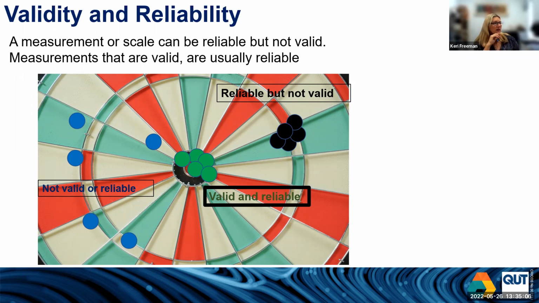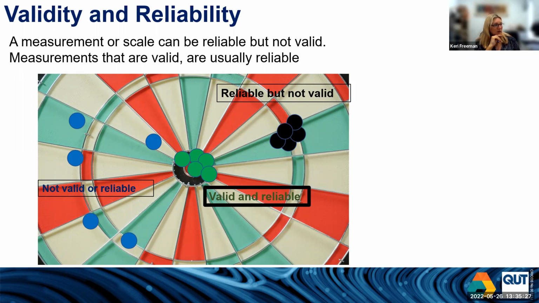So you can see there the black dots. We've got a reliable measurement or scale because it's hitting the same spot every time, but not the middle of the target. So it's not valid. Okay, so it's not accurate. It's reliable. We're hitting the same spot every time, but it's not accurate because it's not hitting the middle.